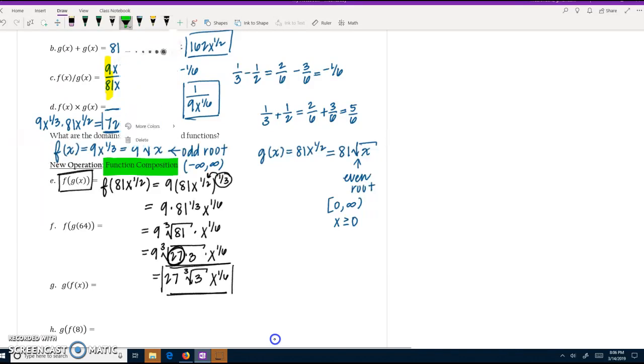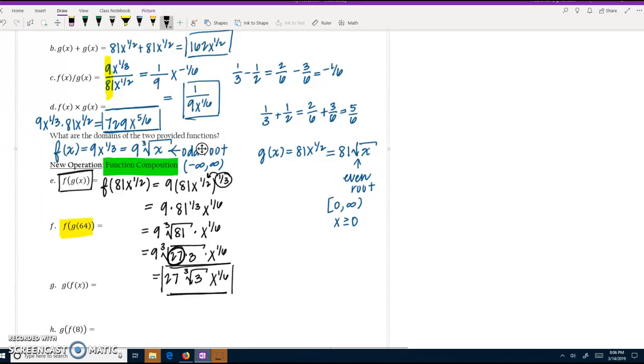Then I can check out the next option down, f of g of 64. With this operation, what it asks us to do is to take 64 and plug it in for the x value that we found here in our previous operation. So that's going to be 27 times the cubic root of 3 times 64 to the 1/6. Now 64 to the 1/6 is the same thing as the 6th root of 64. It's something you can evaluate on your calculator. It's just going to give you 2. So you'll end up with 27 times the cubic root of 3 times 2.